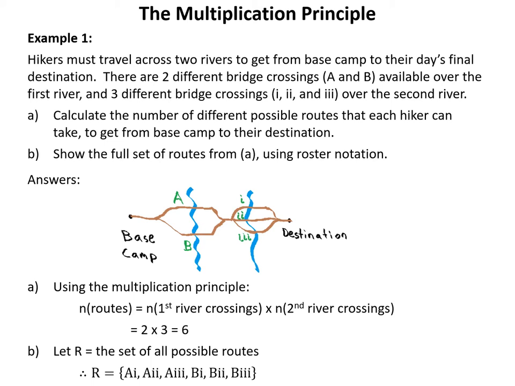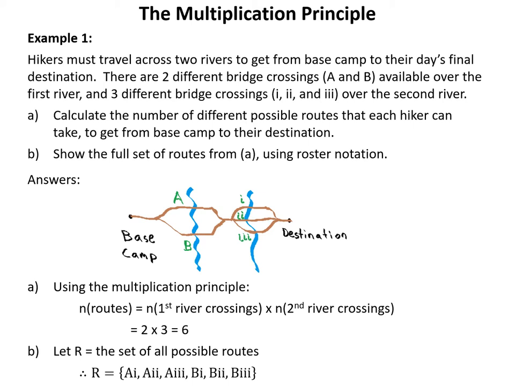So the answer below in the slide starts with a diagram, and you can see the base camp on the left and the destination on the right, and in between there are the two rivers to cross, and we see the two bridges over the first river, A and B, and the three bridges, I, II, and III, over the second river. So to answer part A, we use the multiplication principle. The total number of routes will equal the number of possible crossings for the first river, which is 2, times the number of possible crossings for the second river, which is 3. So we end up with an answer of 2 times 3, which equals 6.